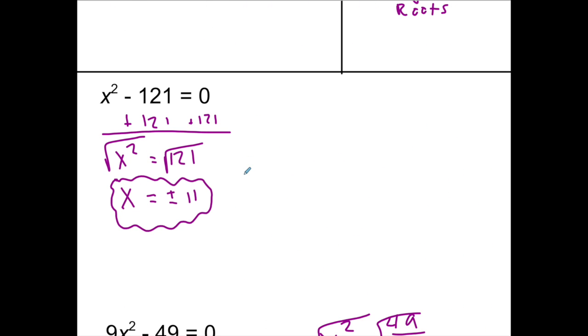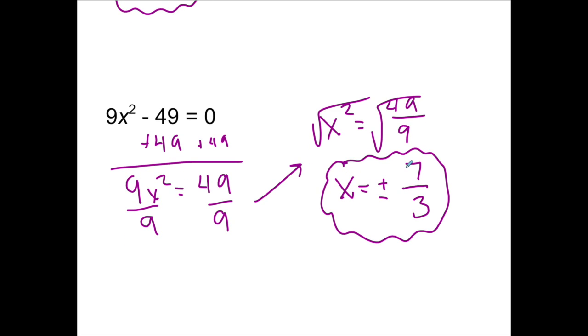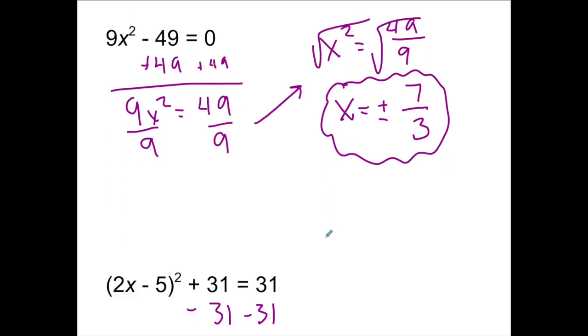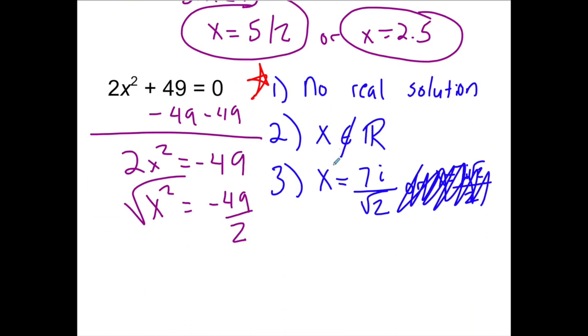Again, the solutions are plus or minus 11, plus or minus 7/3, 5/2, or 2.5, whichever one you want there. And you can either say no real solution, x is not a real number, or x is equal to 7i over root 2, if you know about the imaginaries. All right, so hopefully you're able to get it all right.